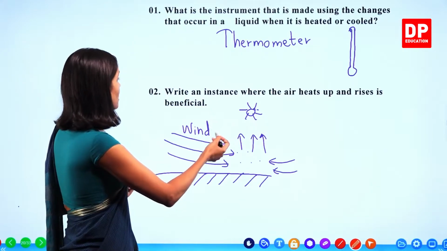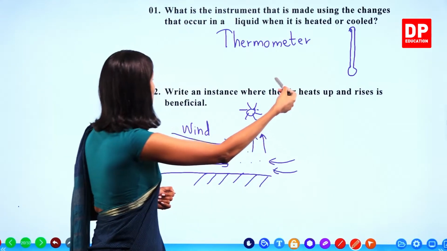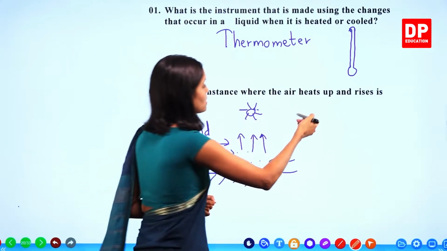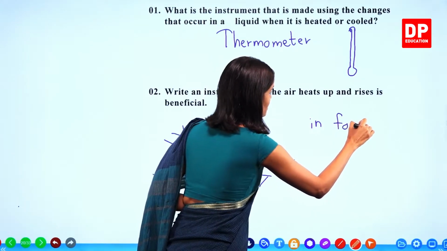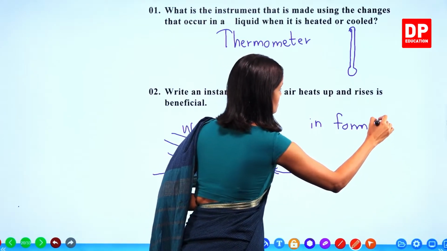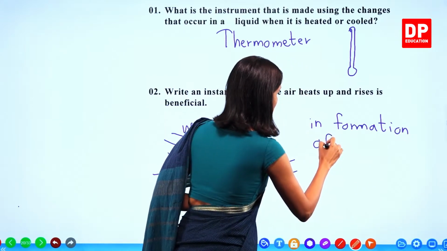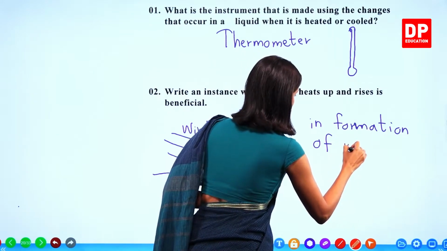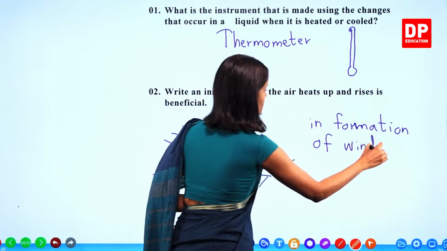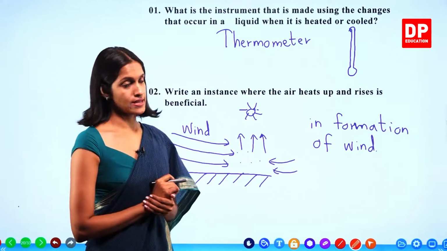Okay, let's write. Write an instance where the air heats up and rises is beneficial in formation of wind. Okay, children? We'll move on to the next.